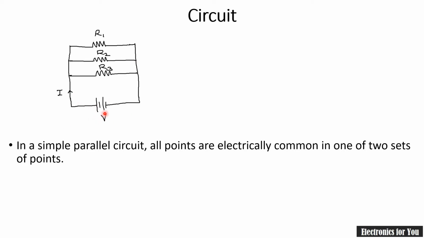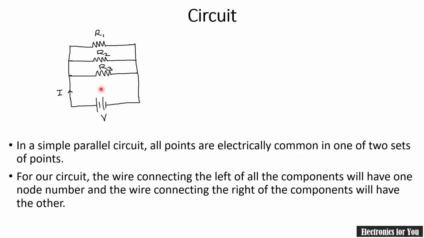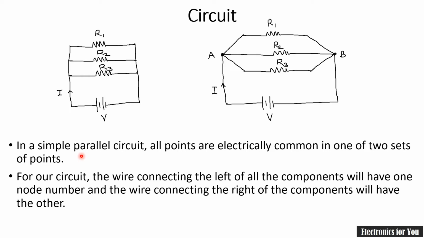Here you can see that the voltage supply V is applied, the current I is flowing, and three resistances are connected in parallel. Now the same circuit can be drawn just like this. Here this is our node A and this is our node B. This circuit and this circuit are basically the same, only we have changed the drawing.